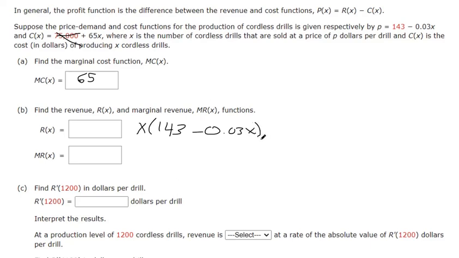That's the revenue. And then marginal revenue, just like marginal cost, you just take a derivative. So we could distribute that x to make taking the derivative a little bit easier. This is 143x minus 0.03x squared. And then when you take a derivative, you get over here 143 minus 0.06x.